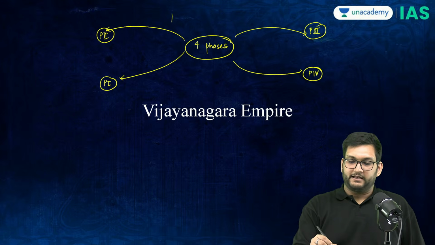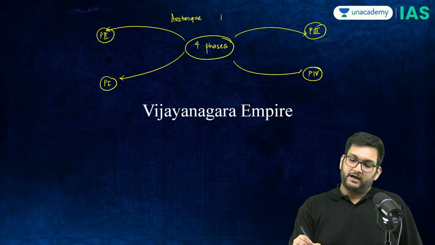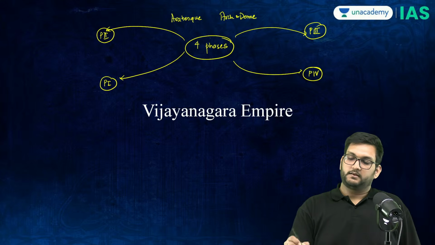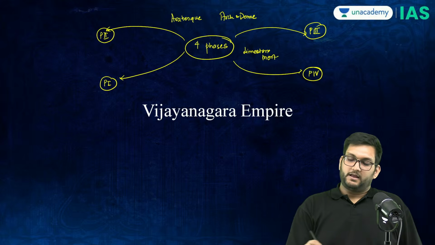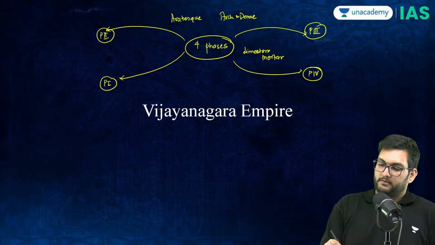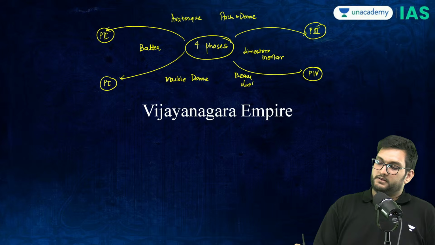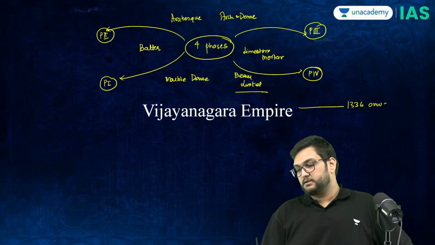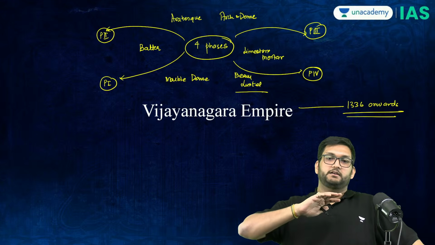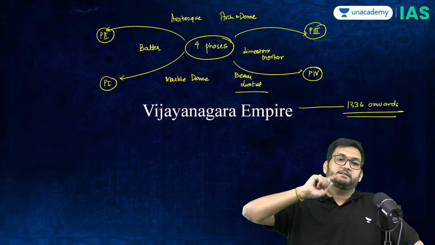And arabesque, the concept of arch and dome, the concept of limestone mortar, and the ideas of barter, marble dome, beam and lintel, they have already been mastered. The Vijayanagara Empire is 1336 onwards, and this is where the mixing of temple architecture with Indo-Islamic architecture will happen, which we'll talk about.